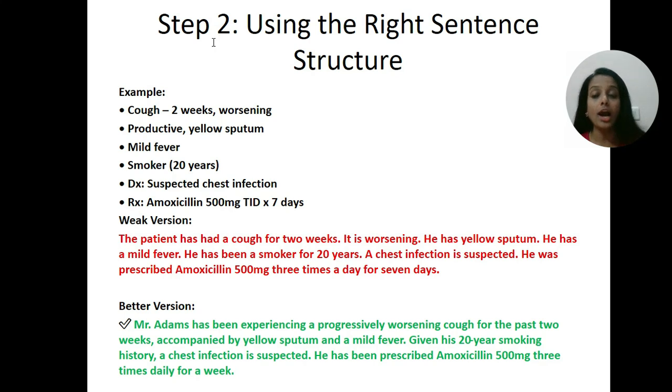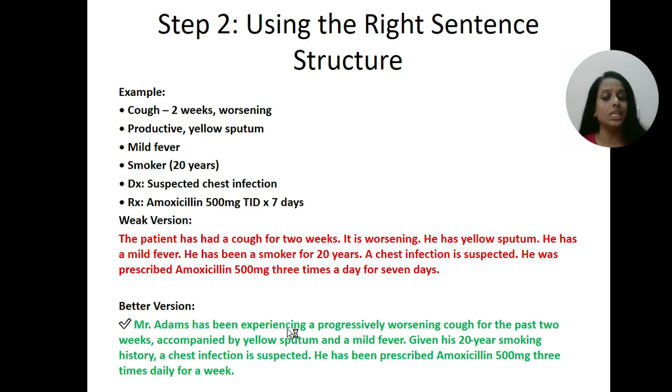So here, how your case note should not be, we will see that first. How you're not supposed to write. If you're writing in a way like the patient has had a cough for 2 weeks, it is worsening. He has yellow sputum. He has a mild fever. He has been a smoker for 20 years. A chest infection is suspected. He was prescribed amoxicillin 500 mg 3 times a day for 7 days. Do you think this one is the perfect version? No, here again it sounds so robotic. So, how can you refine it?